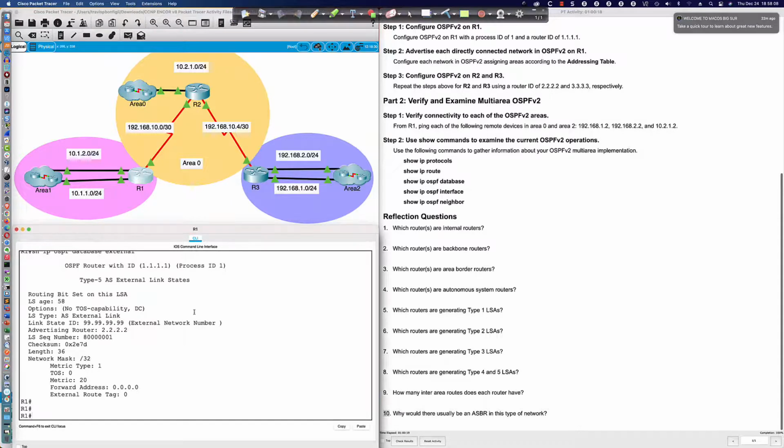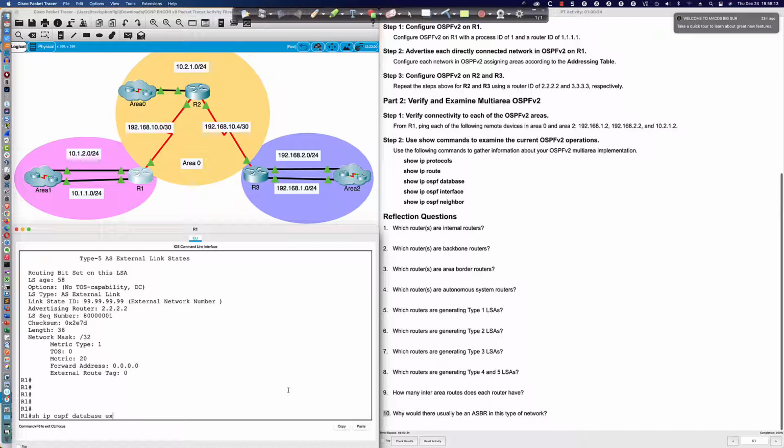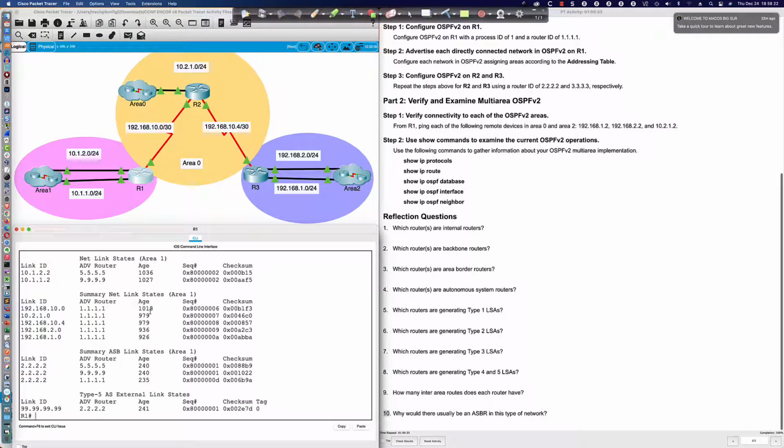So let's get on to router 1. I'm sorry, we're on router 1. And the reason I didn't say show ip ospf database and hit enter before I ran that external command is I wanted to show you this. Now let me show you this. For area 1, take a look at what we have here for area 1. What do you see? You see summary autonomous system boundary link states. These are your type 4 LSAs.